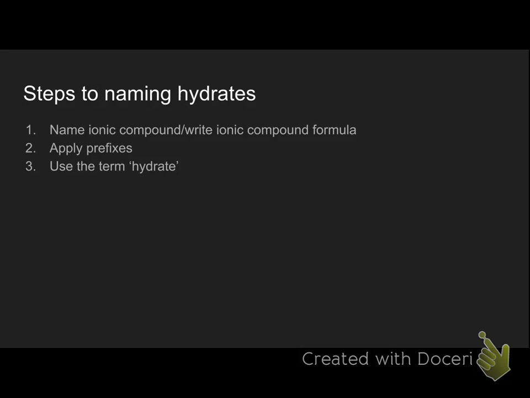So the steps to naming hydrates. The first thing is you have to name the ionic compound or write out the ionic compound formula, whichever way you're given. If you're given the formula, you're going to write the name. If you're given the name, you're going to write the formula. Then we're going to apply prefixes. Those are the prefixes that were on the front of your ion packet, but also the prefixes that you used when you named things covalently. Same prefixes are going to apply here with your hydrates. And then we're going to use the term hydrate to indicate how many waters we have.